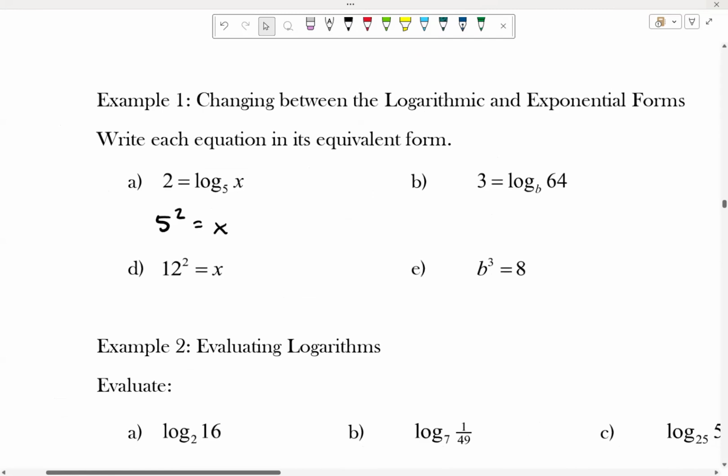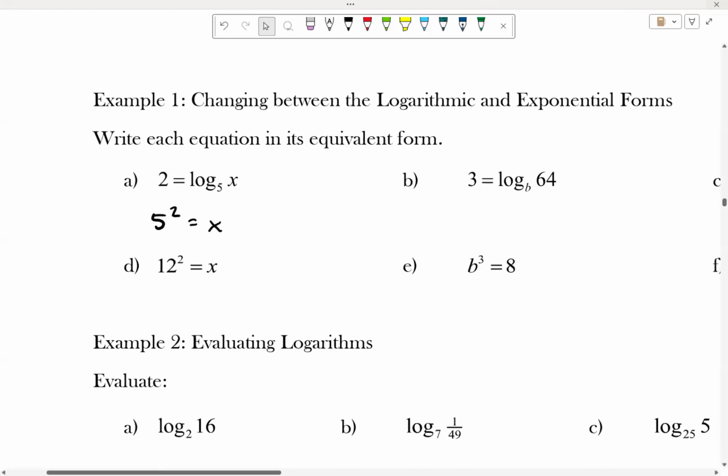But I want to see the exponential. Every log statement has an equivalent exponential. Every exponential has an equivalent log. Like, we're not going to make x equal 142. I'm going to rewrite it as a logarithm. Logarithm is the full name.